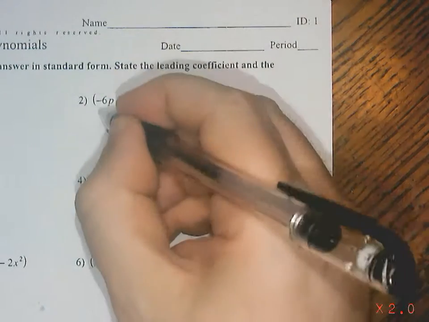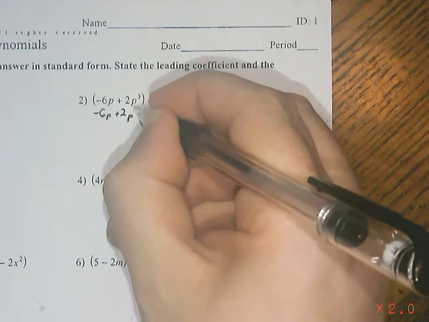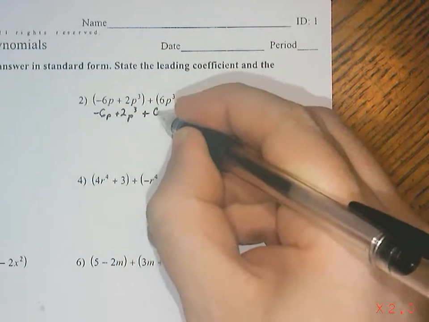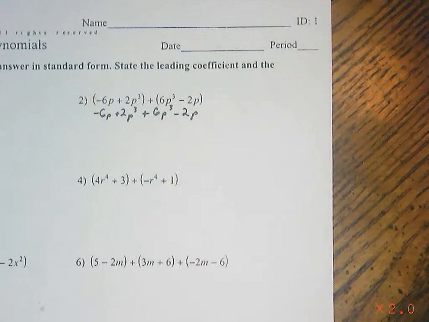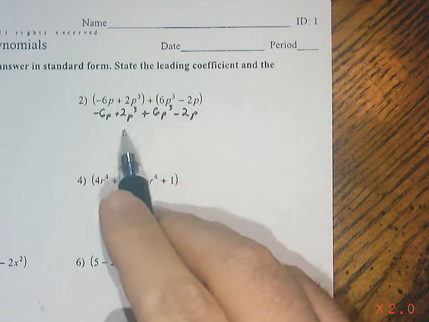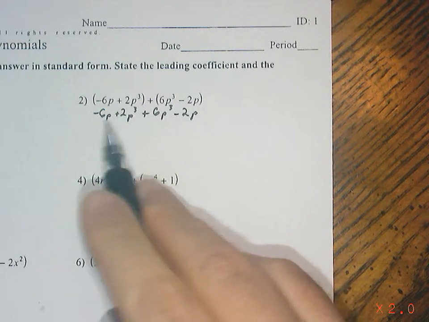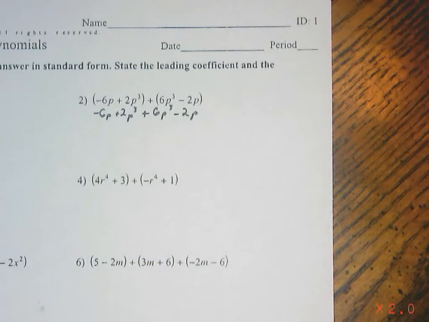Let's rewrite it without the grouping, just so you guys can see. Negative 6p plus 2p to the third plus 6p to the third minus 2p. Okay? So no grouping. Again, like terms are numbers that have the same variable and the same exponent. So negative 6p and 2p to the third do not have the same exponent. They have the same variable, but not the same exponent.